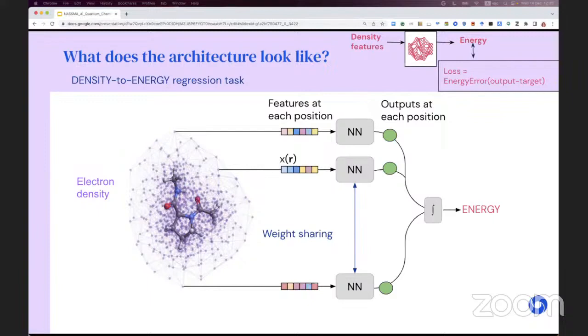Maybe as a follow-up question, how does this generalize to larger molecules? Your training data has small molecules, and then you test it on larger molecules. Do you see good generalization?